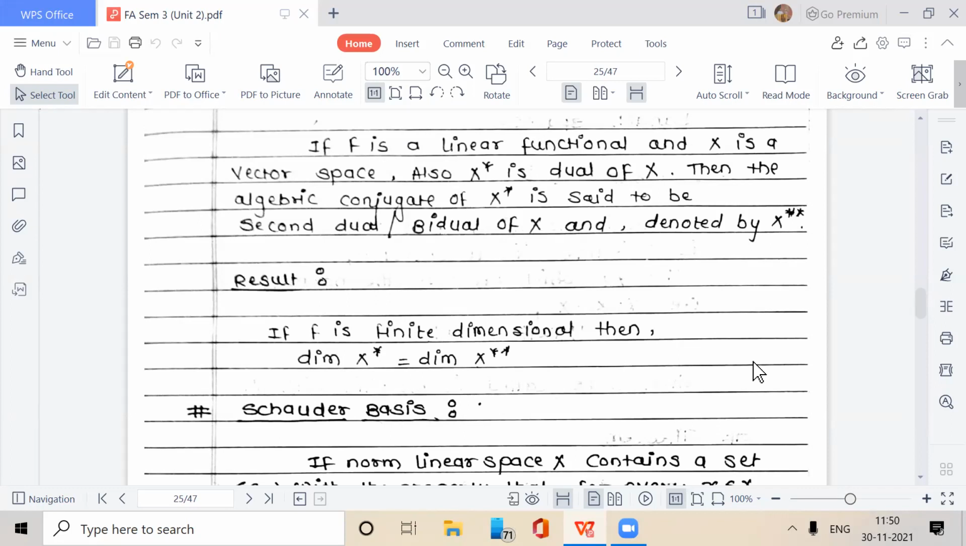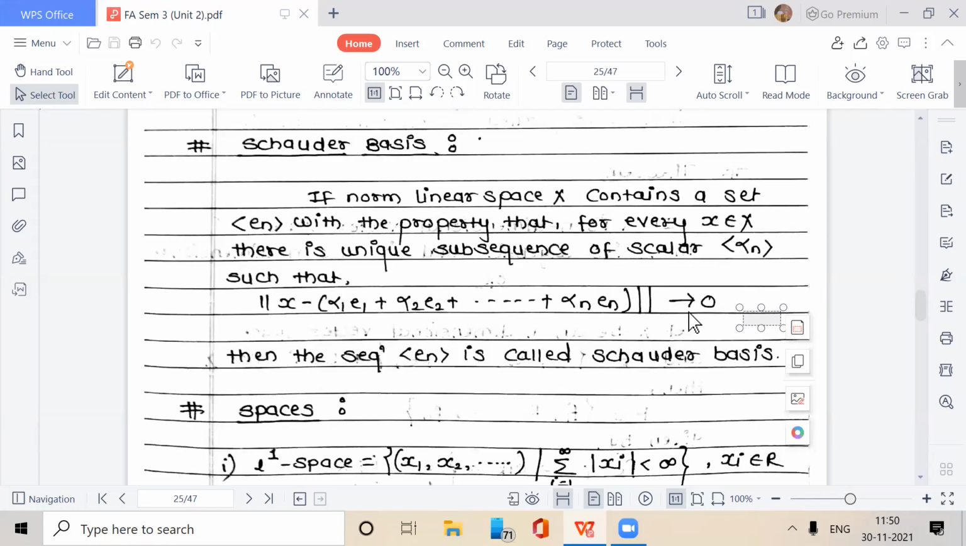Now we see the definition of Schauder basis. If a normed linear space capital X contains a sequence En with the property that for every x belonging to capital X, there is a unique sequence of scalars alpha n such that the norm of x minus alpha 1 E1 plus alpha 2 E2 plus and so on up to alpha n En converges to 0, then the sequence En is called a Schauder basis.